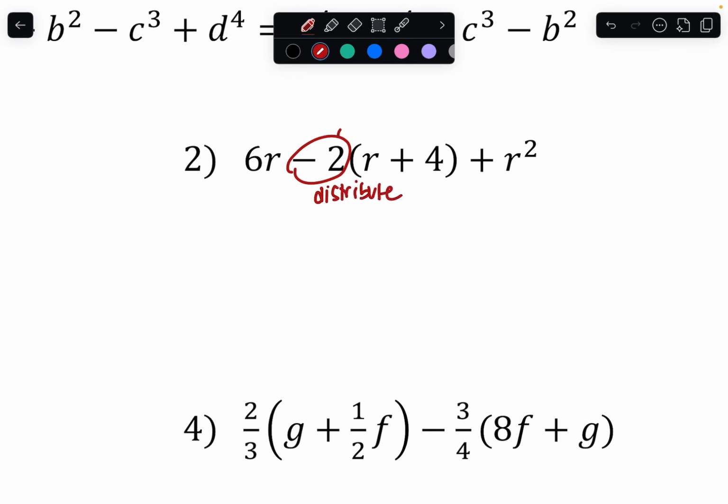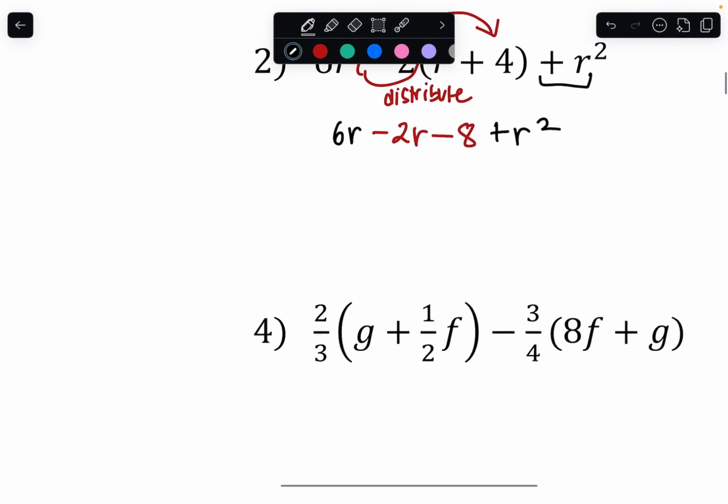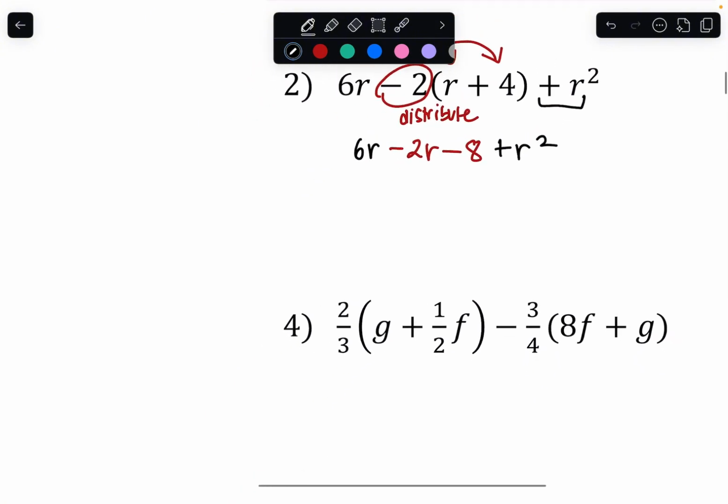And so negative 2 times the r and negative 2 times the 4 would give us negative 2r minus 8. And then we haven't done anything with this 6r, and then we haven't done anything with this plus r squared. Now that the parentheses are gone, we're ready to combine our like terms. We have a 6r and a negative 2r. And then those are the only like terms we have.